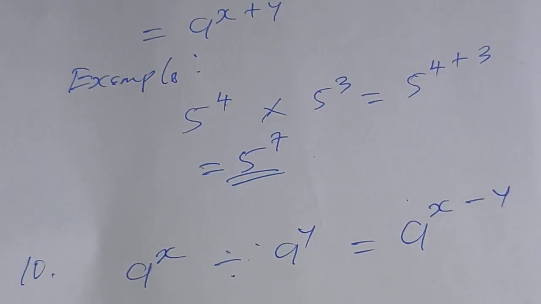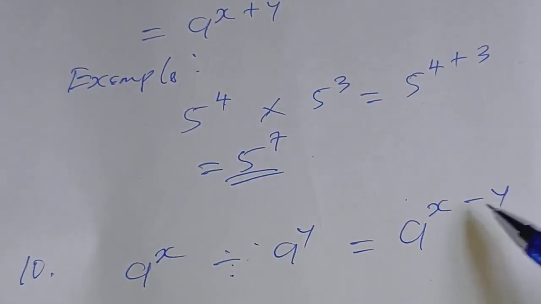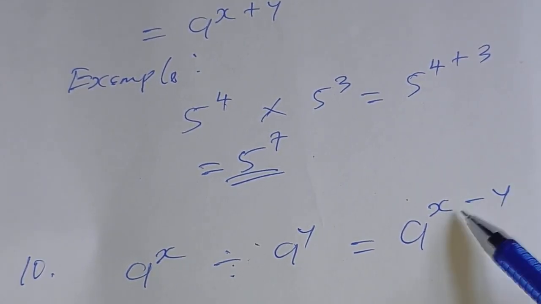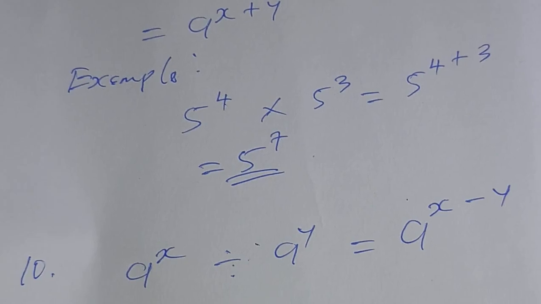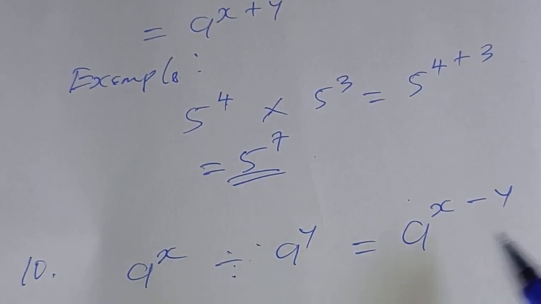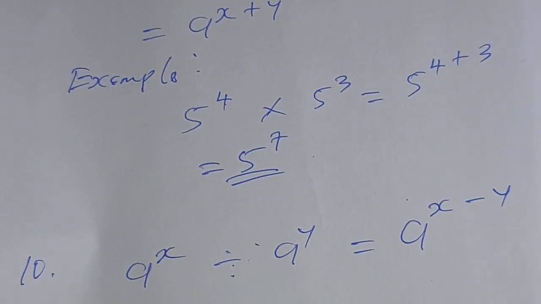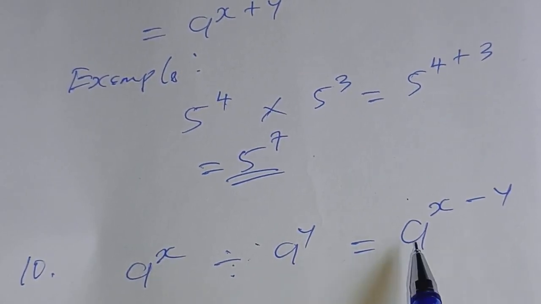So it's the same thing, but since the operator here is divide, the powers will subtract themselves. If it is multiplication, that's times, then the powers will add themselves. That's why they are converses of each other. So if you have a raised to the power x divided by a raised to the power y, then you have a raised to the power x minus y.